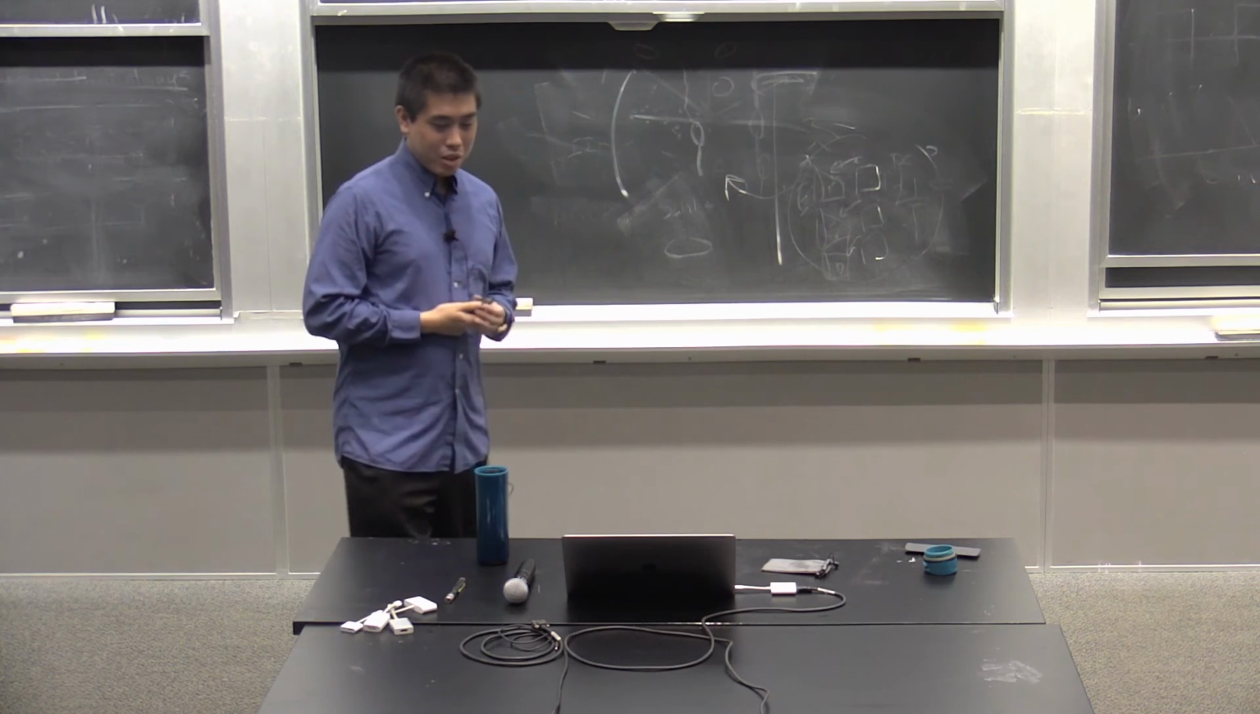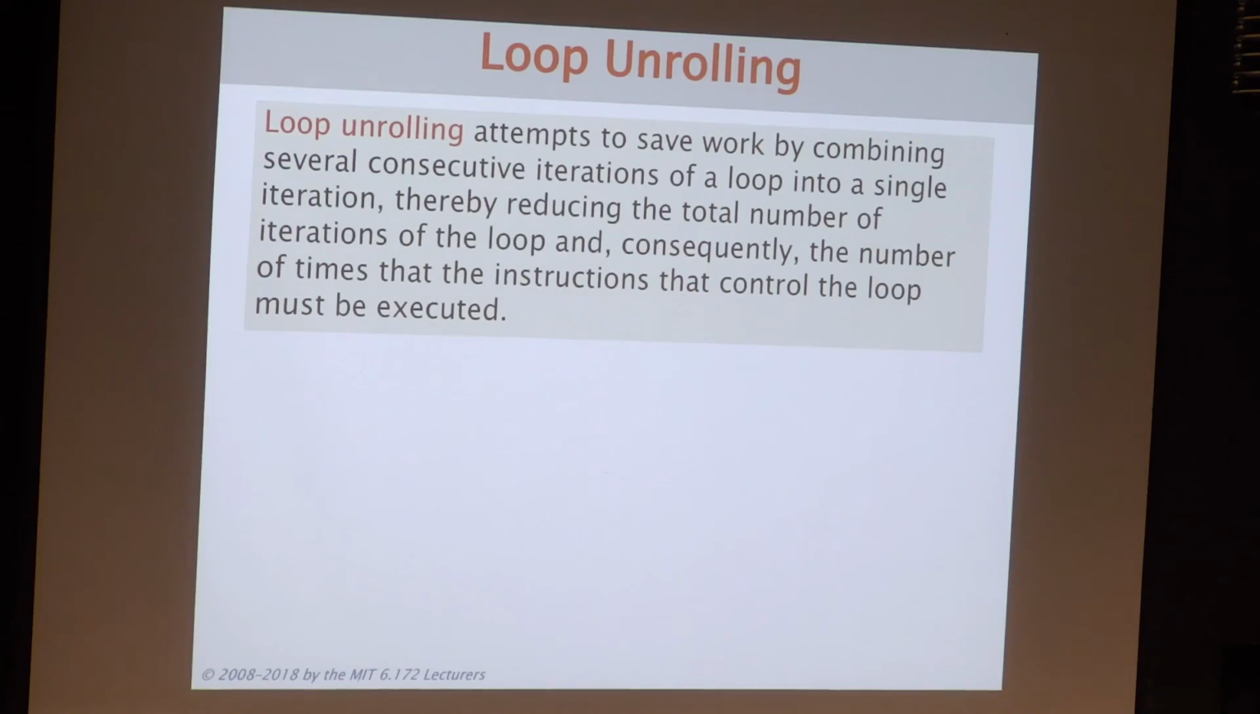OK, so next, loop unrolling. Loop unrolling attempts to save work by combining several consecutive iterations of a loop into a single iteration, thereby reducing the total number of iterations of the loop and consequently the number of times that the instructions that control the loop have to be executed.